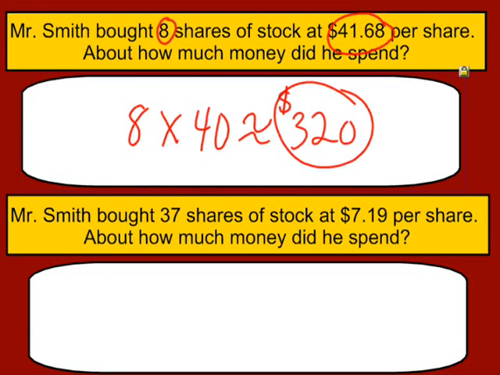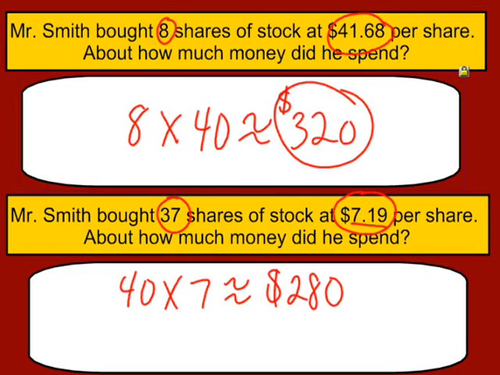Now in the next example, Mr. Smith bought 37 shares of stock at $7.19 per share. I would probably take 37 and round it to 40. And I would probably round $7.19 a share to 7. So I spent approximately $280.